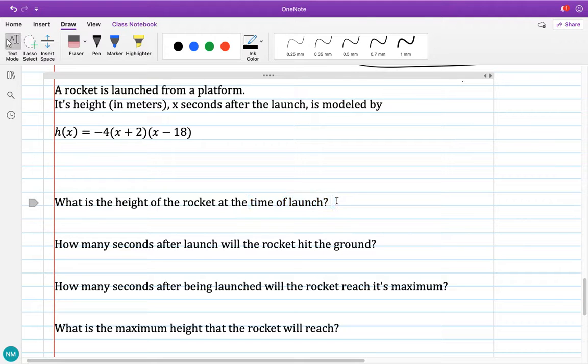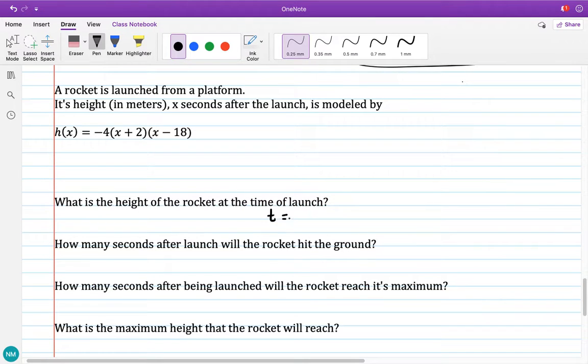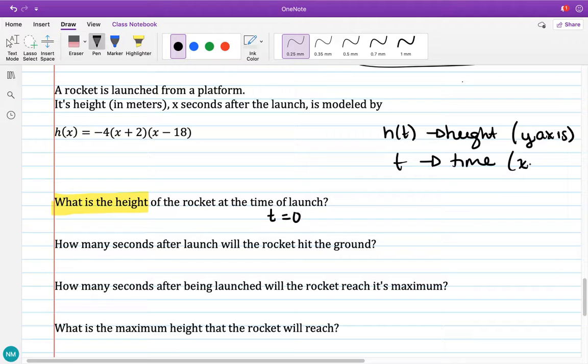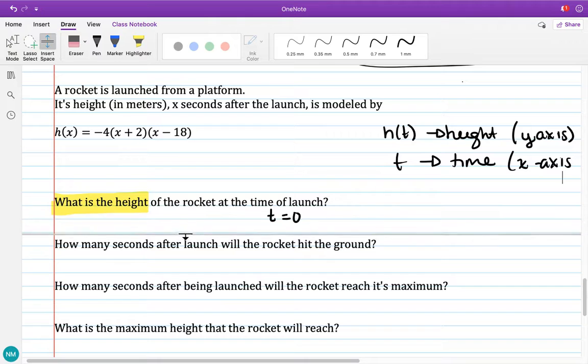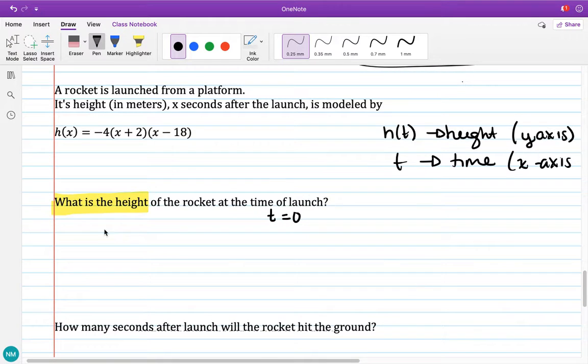So at the time of launch, meaning t equals 0, what is the height? Meaning we are dealing with height. So again, we have to define our variables. We have h of t, which is height, and this is our y-axis. And then we have t, which is our time, which is our x-axis. So what is the height of the rocket at the time of launch? H equals what when t equals 0?